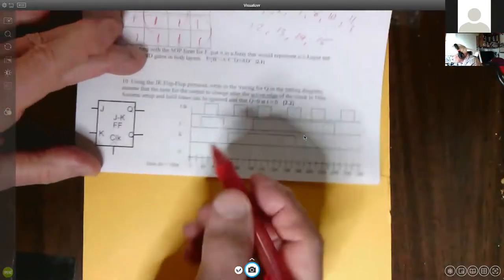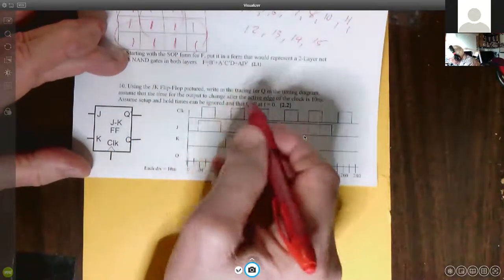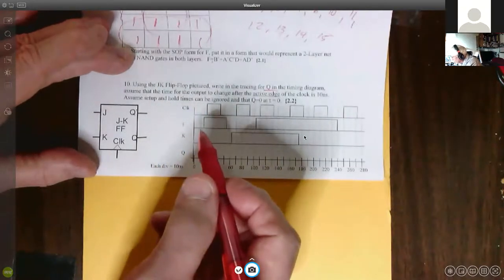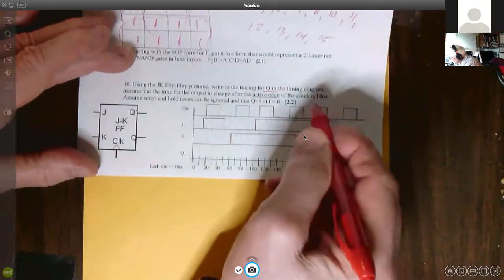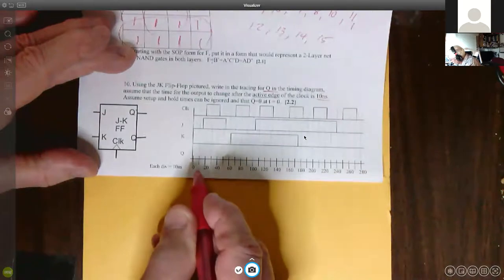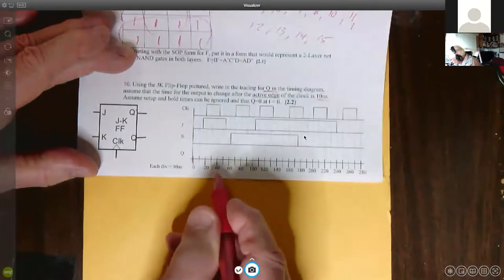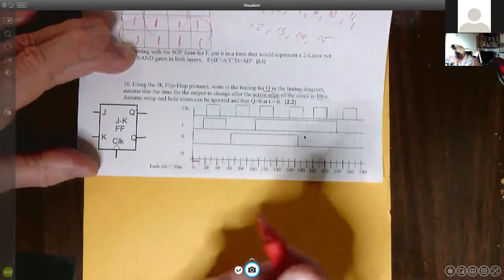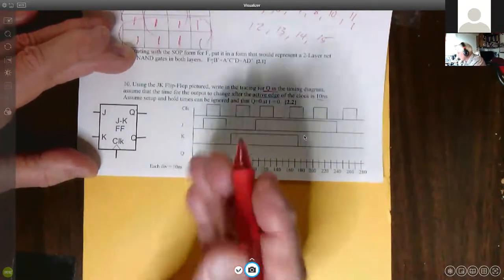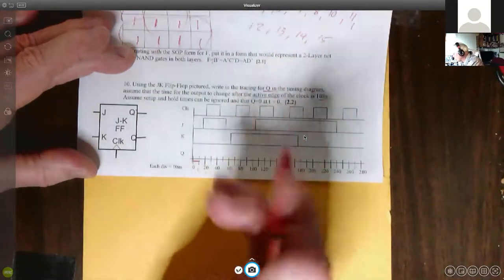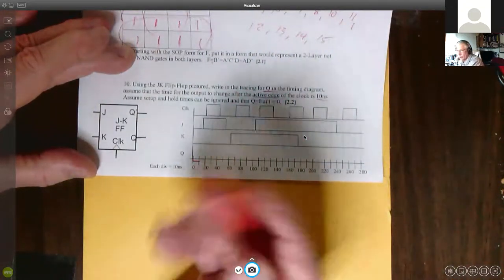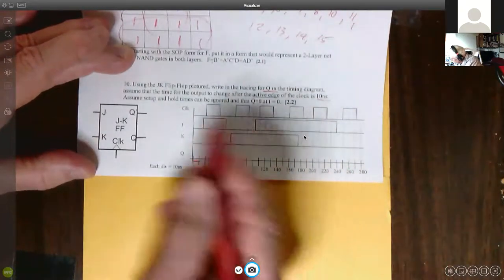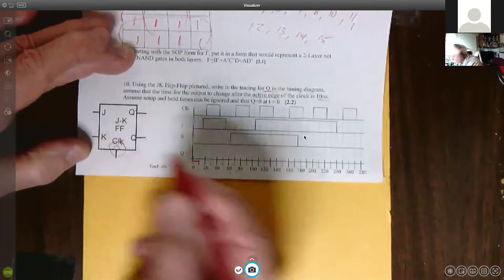And then here we have a little timing diagram. Use the JK flip-flop pictured, write in the tracing for Q in the timing diagram. Assume that the time for the output to change after the active edge of the clock is 10 nanoseconds. So each one of these are 10. That's 10, 20, 30, 40, 50, 60, 70, 80. So every one of these little spaces is 10 nanoseconds. So we know that even though the signals will change, the output won't change for 10 nanoseconds because that's how long it takes the circuitry to respond, okay? So first off, what kind of clock do we have there?